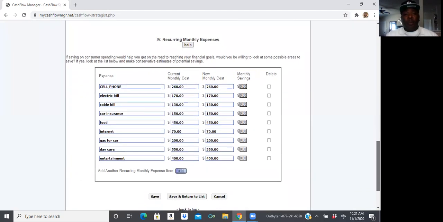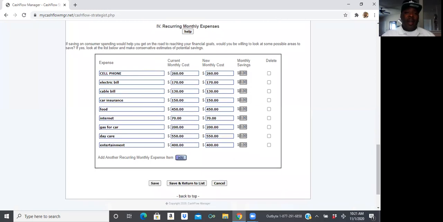Now, recurring monthly expenses. Now, this is something that cannot be paid off, but you are paying on them monthly. You're paying on them monthly. So we put in some great examples: cell phone, electrical bill, cable bill, car insurance, food, internet, gas for your car, daycare, and even entertainment. Now, notice you got 2 tabs right here. You got current monthly costs, and you got a new monthly cost, right? So you're going to put in exactly what you are paying right now. How much money are you paying right now?